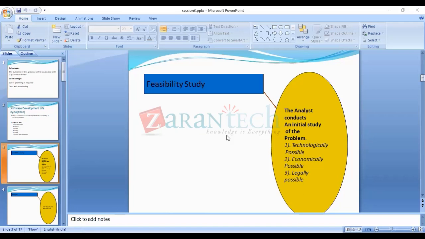You are into supermarket business, or transport business, or any other business, and you are asking me to develop a project. Hey Anil, please develop my project. Then what am I supposed to do?